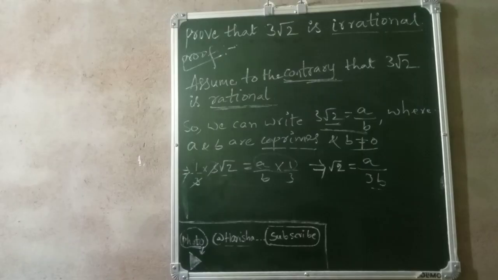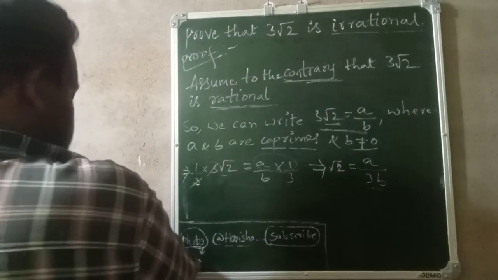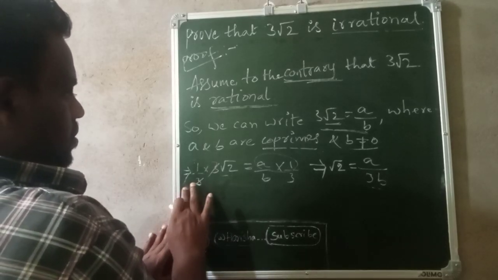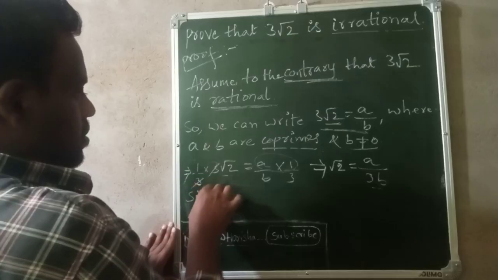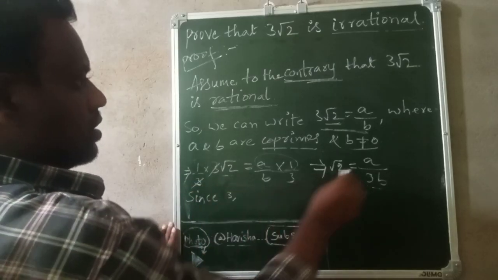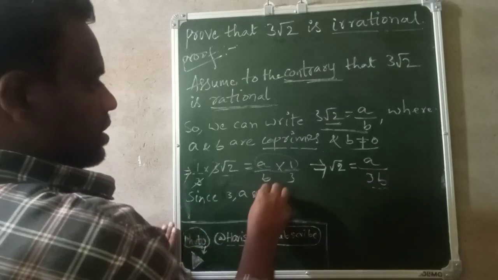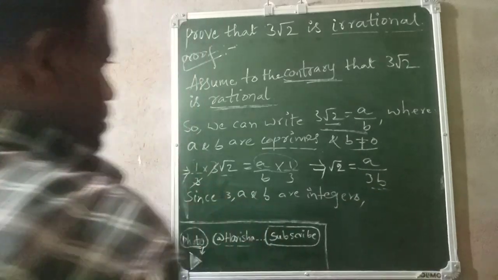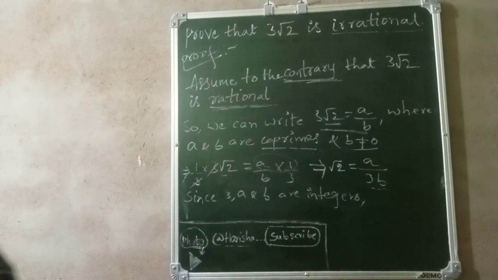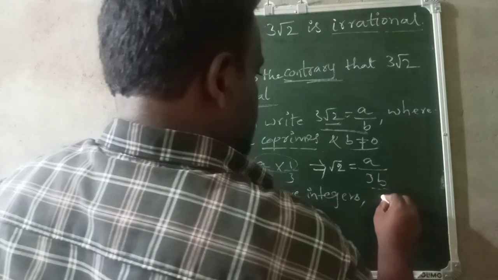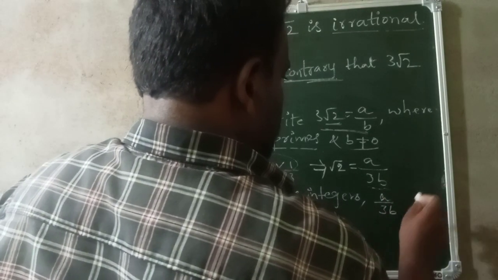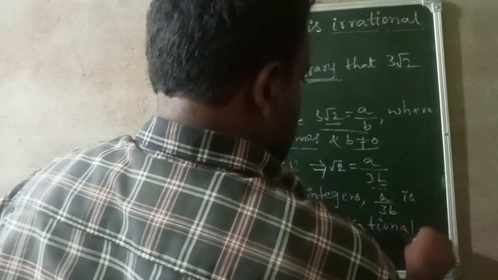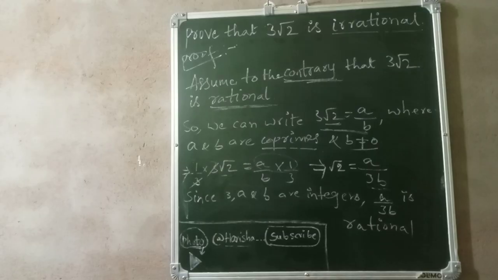I will write the sentence now, you will understand. Since a and b are integers, this a by 3b is rational.